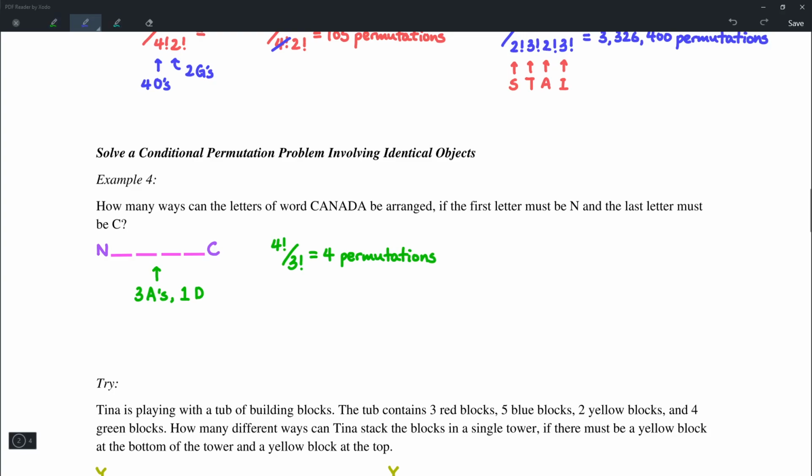Which makes sense, since the 4 permutations would just be D, A, A, D, A, D, and finally A, D. And that's it. And of course, we also have N in front of the arrangement, and the last letter will be C.